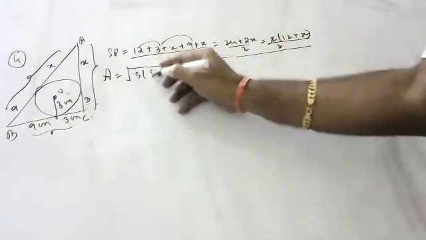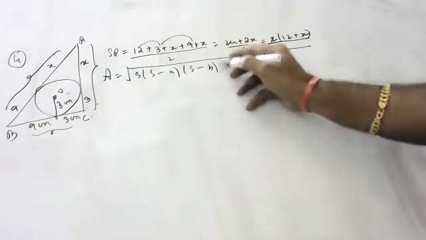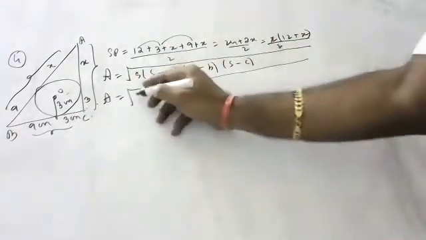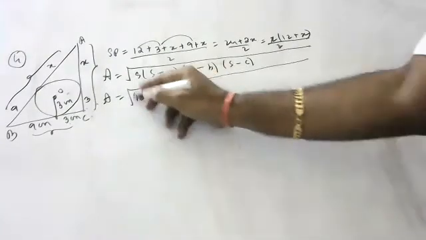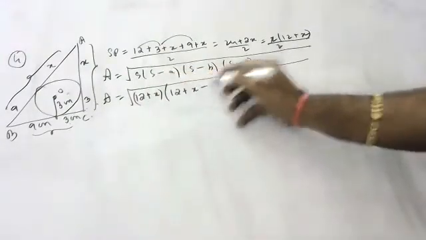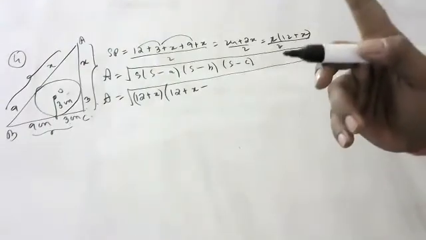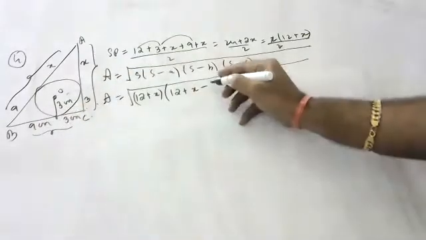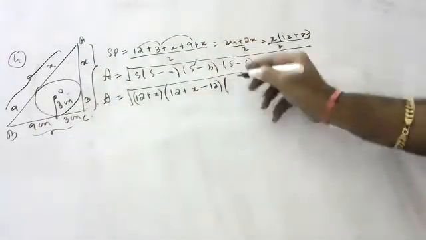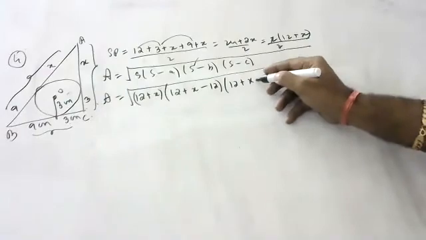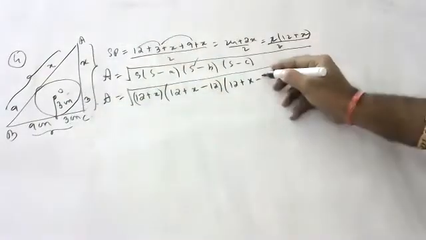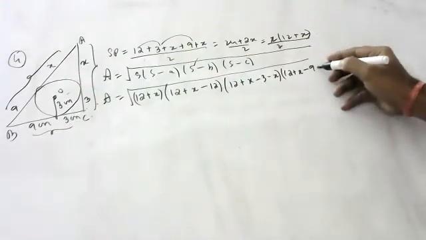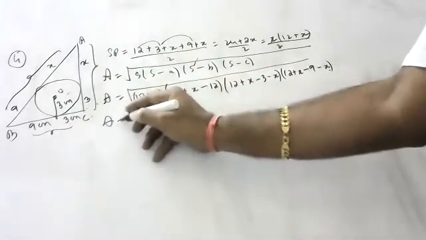Now, area using Heron's formula. What is Heron's formula? Root of S into S minus A into S minus B into S minus C. So the semiperimeter is 12 plus X. First, S minus A: 12 plus X minus 12 is X. Next, 12 plus X minus 9 minus X is 3. Then 12 plus X minus 3 minus X is 9.